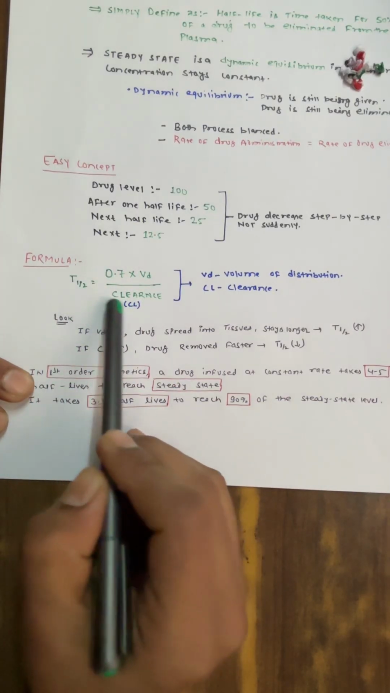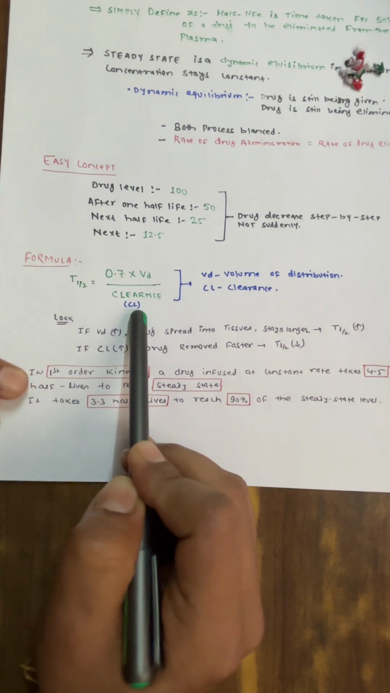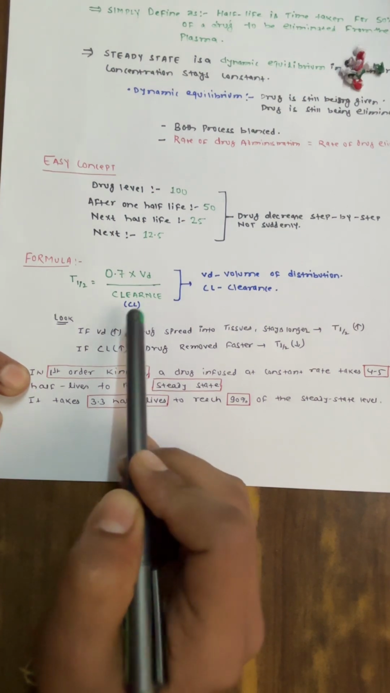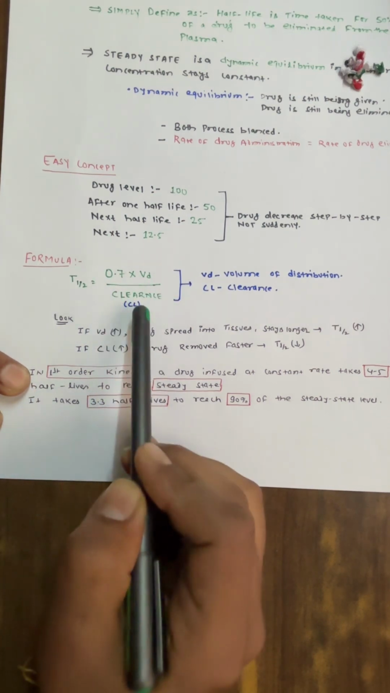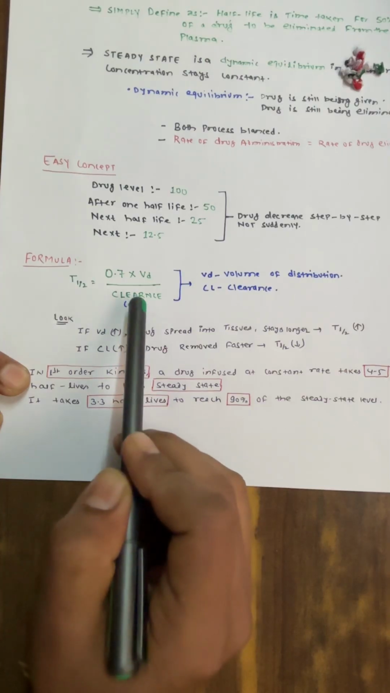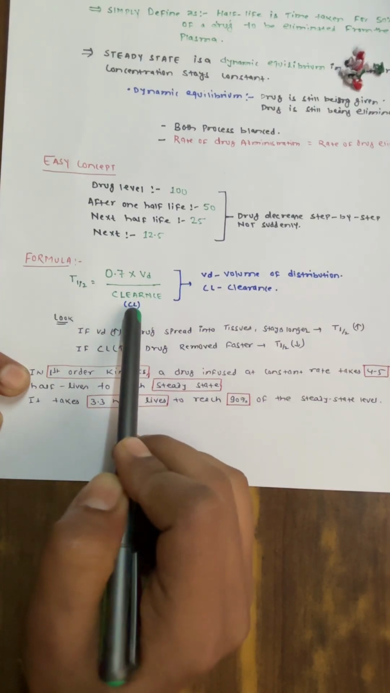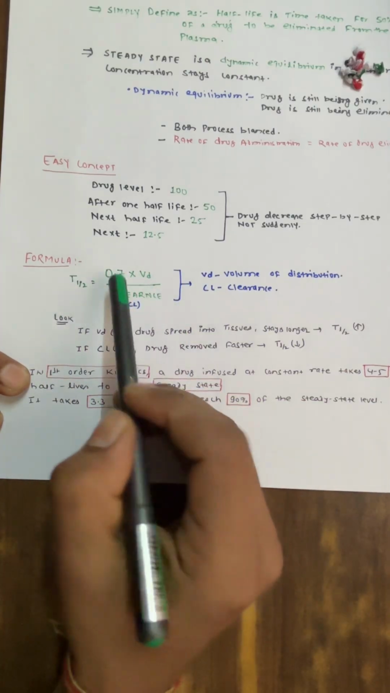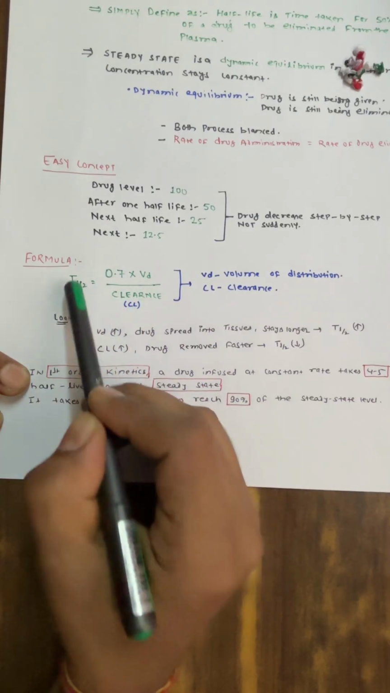Now clearance. Clearance means at what rate, per unit time, the plasma volume is getting cleared of the drug. We have also made a video on clearance previously. So 0.7 into volume of distribution divided by clearance is the formula for T half.